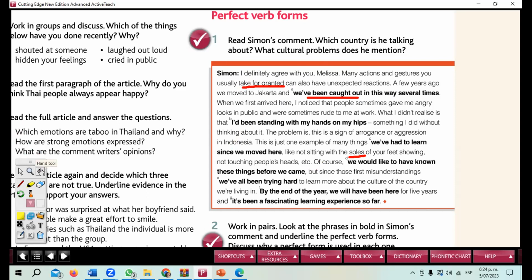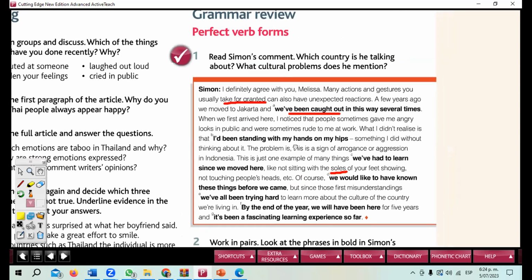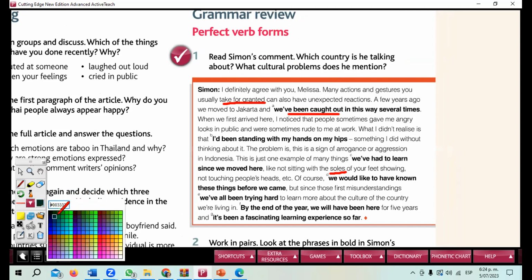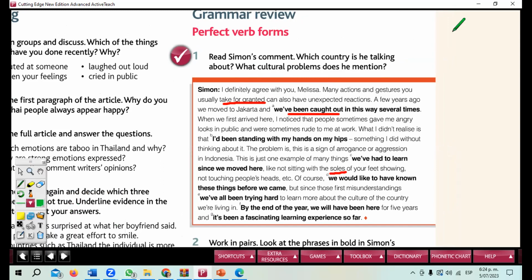So you have some actions that are not well received in other cultures. So now let's answer the question. What country is he talking about? Which country is he talking about? Indonesia. Yes, Indonesia. And what are some of the cultural problems that he mentions?